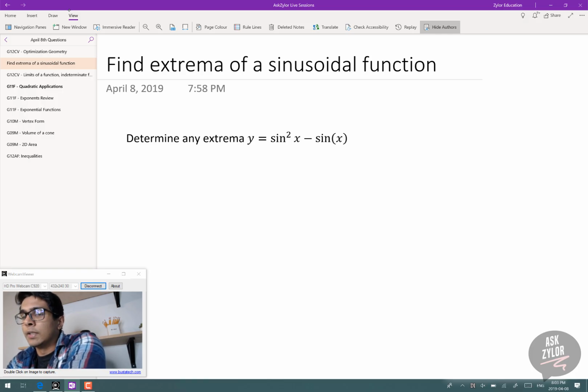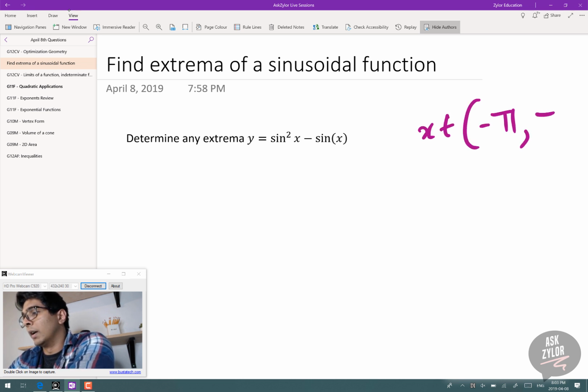So the first question is asking us to find the extrema of a sinusoidal function. We have to determine any extrema between the periods of negative pi and pi.